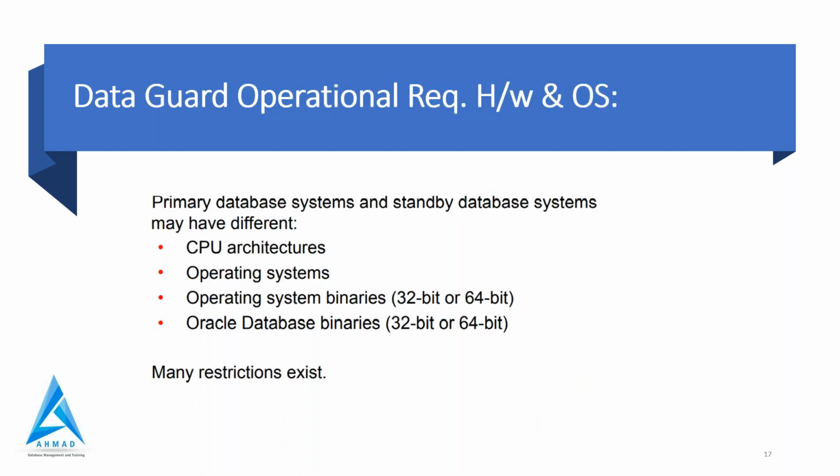Now, another concept is what hardware and operating system are required. The better thing is that we should use the same hardware and operating system for both standby and production. But you can use different hardware for primary and standby, like number of CPUs, memory sizes, and storage configuration. You can use different ones, but that is not good practice. And the operating system for both database and operating system binaries can be different, but it has many restrictions.